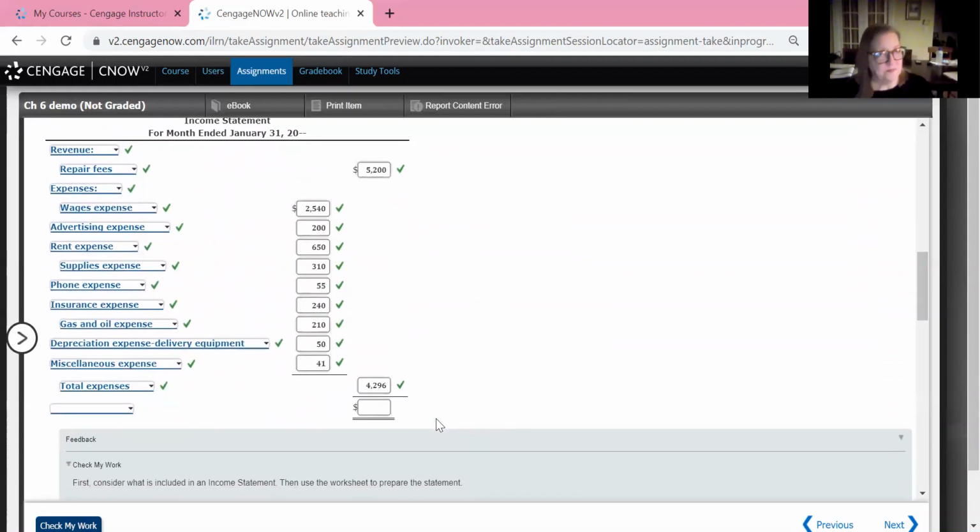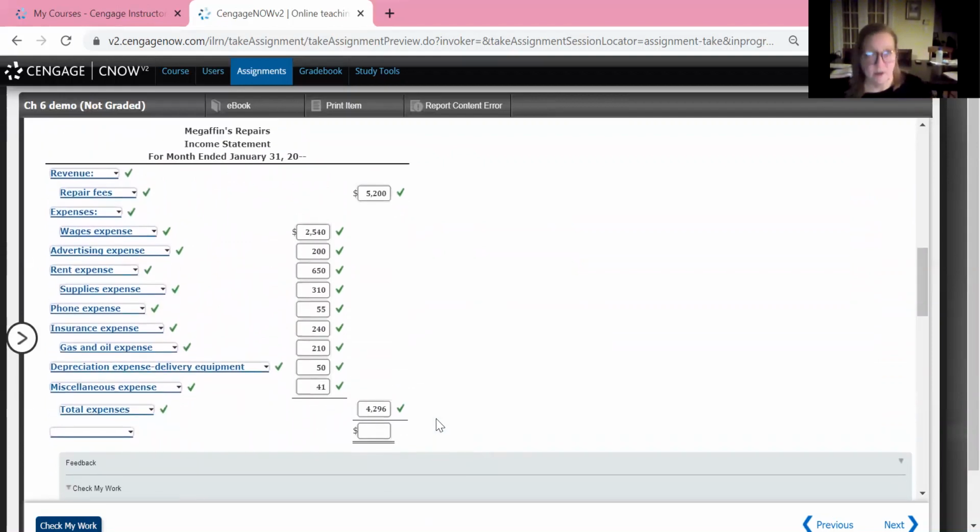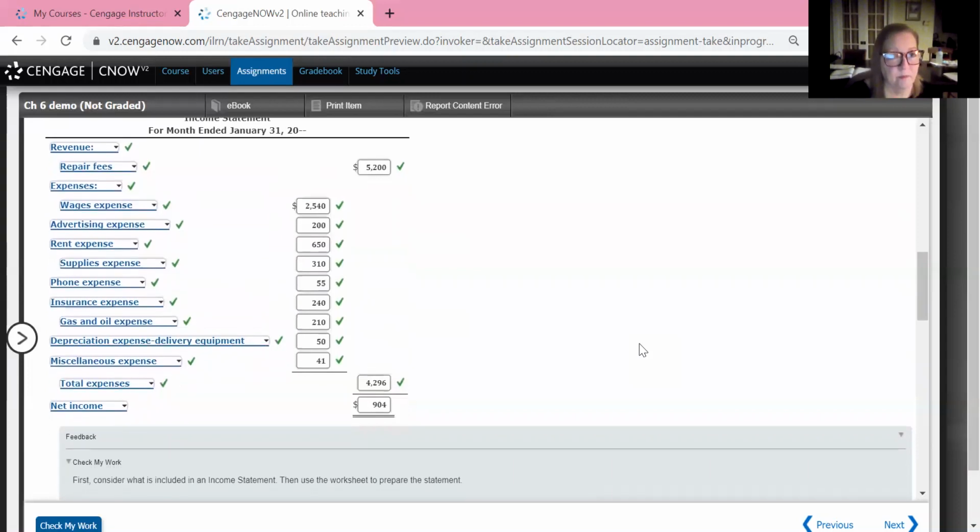Okay. So now I've got my revenue and my expenses. I'm going to see what my net income or loss is. 5,200 minus 4,296. That's just this number, 5,200 minus 4,296, which is 904. And that's my net income. The revenue's higher, so it's not a loss, it's an income. So that part is done. I can check my work again, but I feel pretty good about it. Yeah, it's right.